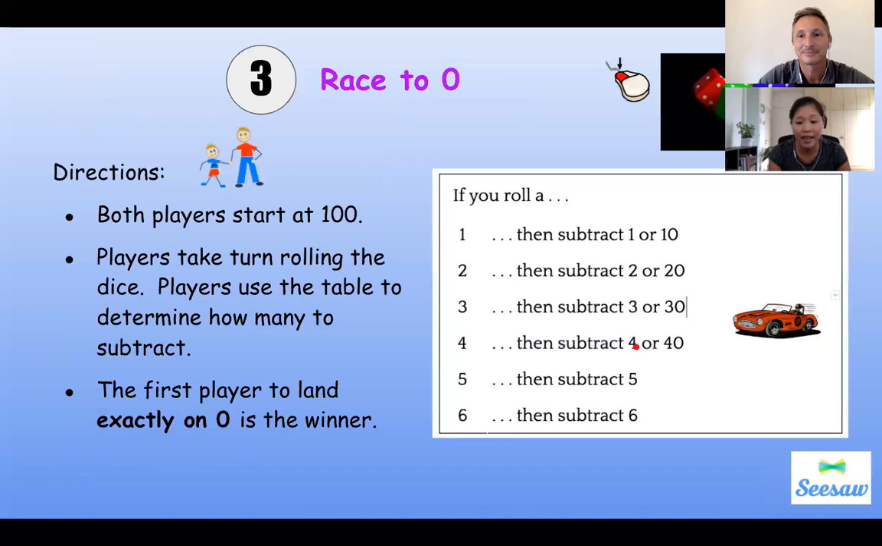And we have a game that we are going to introduce to you, but you don't have to play the game. So today, what we're going to do is we're going to ask you to go to number 3 if you would like to play a game. It's a really fun game called Race to Zero. If you would like to play the game, then you're going to go to number 3 and watch a different video, where we're going to explain how to play this fun game.